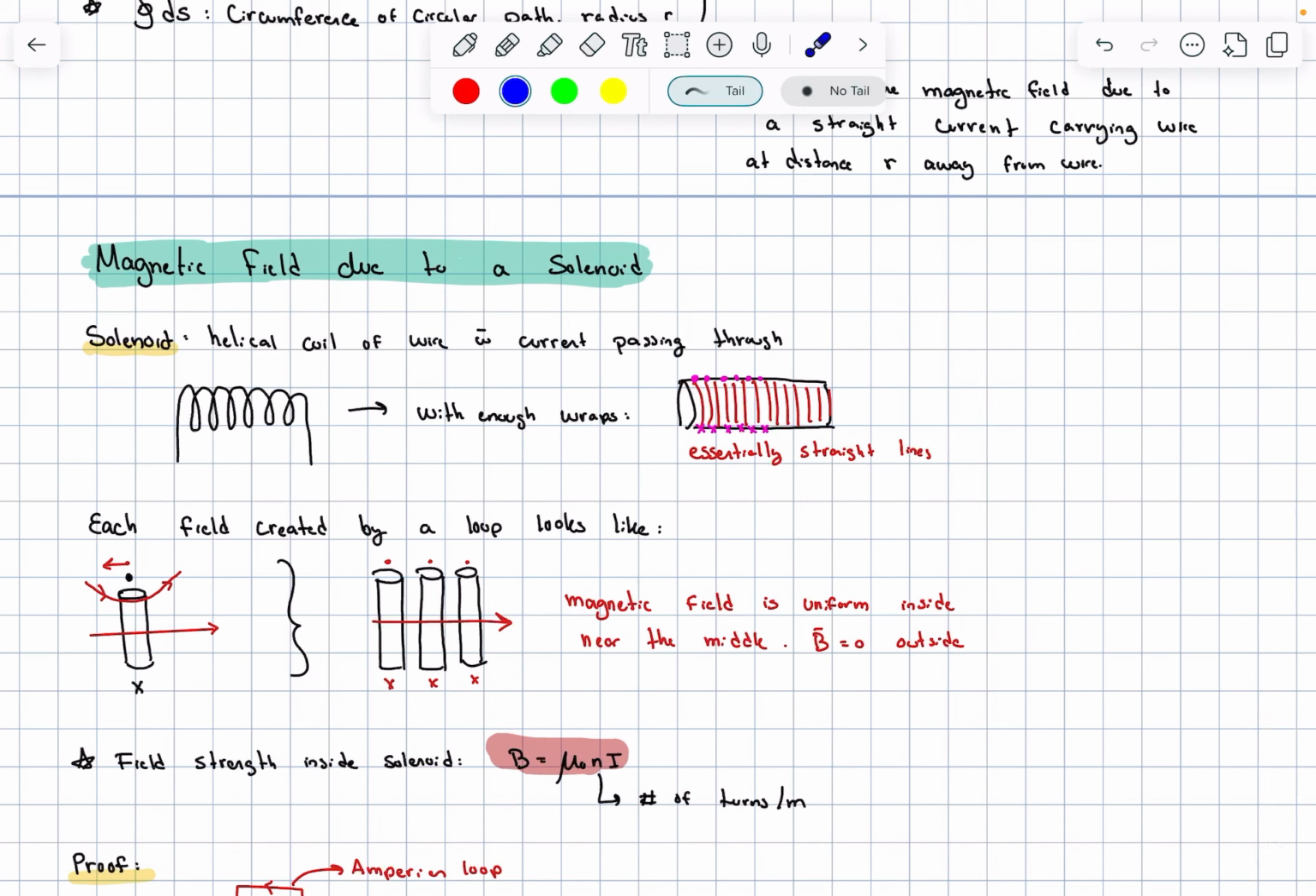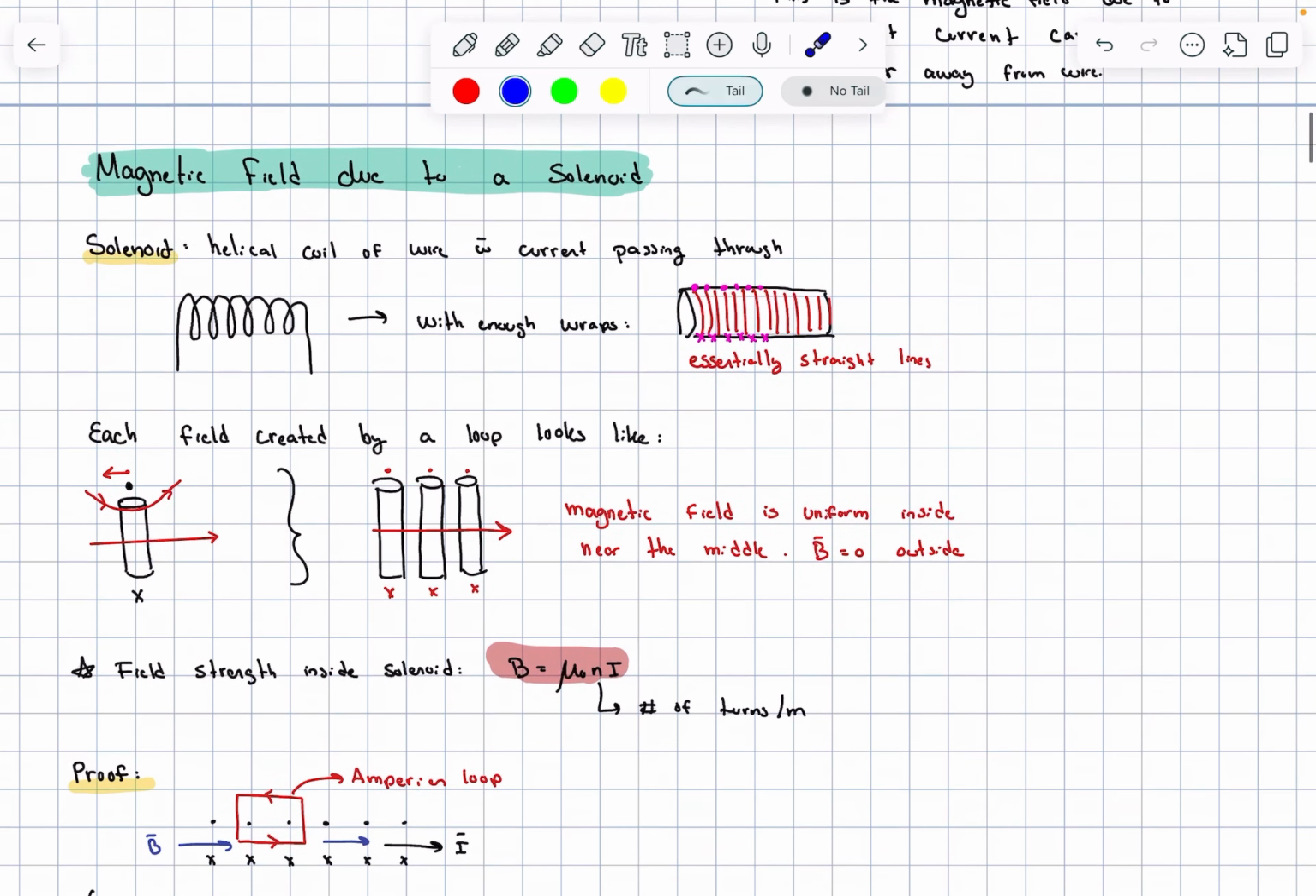A solenoid is a helical coil of wire with current passing through it. So here we have this wire that's been looped around like this, and there's current passing through it. Now, if we make these loops tight enough, so close enough together, they essentially start to look like straight lines here. I draw these little dots and these little X's just to show where the wire is coming out, and where the wire is coming back in. So it's coming out here and then going back in, and that's how it's spiraling like this.